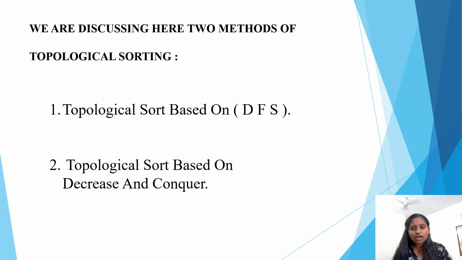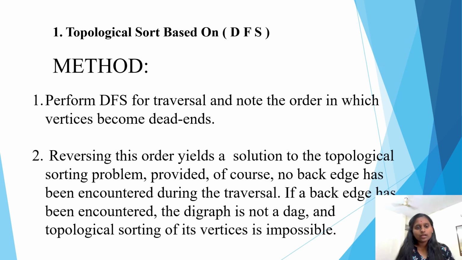We are discussing here two methods of topological sorting. First one is topological sort based on DFS and the other one is topological sort based on decrease and conquer method. Topological sort based on DFS method: there are two steps. First, you should apply the DFS algorithm to each node to traverse the nodes.